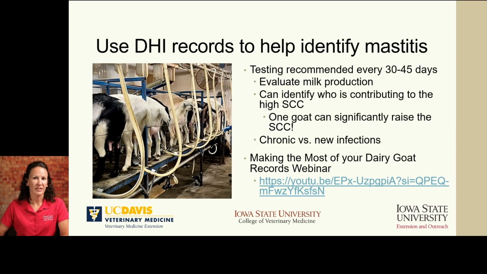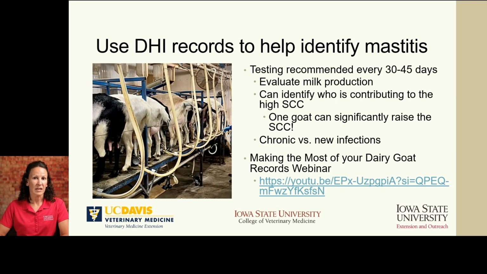Dairy herd improvement testing and records are beneficial for overall animal identification and record keeping, but it also can be a great evaluation tool for milk production and health of the herd. Testing every 30 to 45 days can help identify who is contributing to the high somatic cell count and offer insight into chronic does or cases of new infections. Remember, one doe can significantly raise the somatic cell count in your herd.